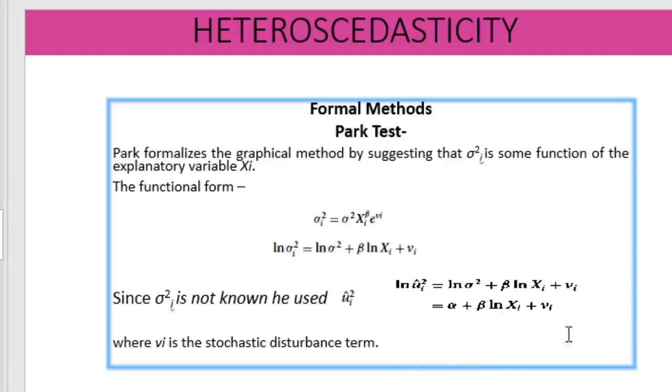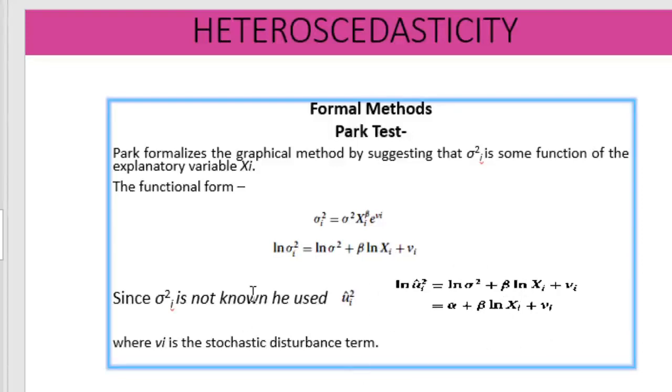In this equation, if beta turns out to be statistically significant, then it would suggest that heteroscedasticity is present. If beta is statistically significant, then there is heteroscedasticity. If it is insignificant, then it is homoscedastic. That is, it is a two-stage procedure. In the first stage we run the OLS regression disregarding the heteroscedasticity question, then obtain the ui cap from the regression, and then in the second stage run this equation.